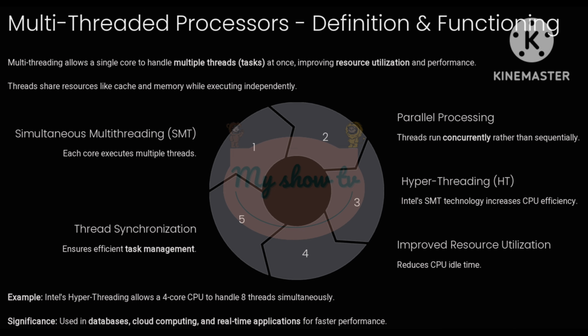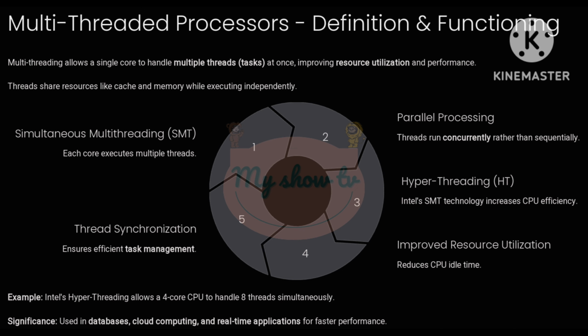1. Simultaneous multithreading (SMT). A single processor core can execute multiple threads simultaneously, reducing idle time. Enhances the parallel execution capability of CPUs. 2. Parallel processing. Instead of executing one task at a time, multithreading breaks tasks into smaller threads that run concurrently. Improves efficiency in multitasking applications like cloud computing and gaming.